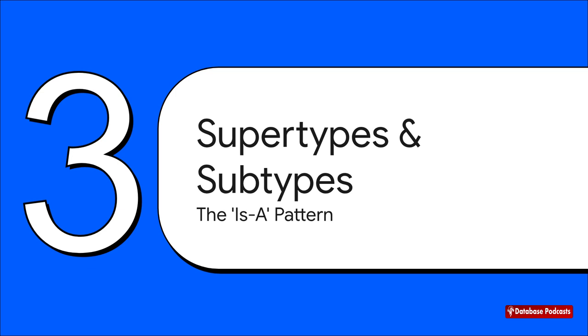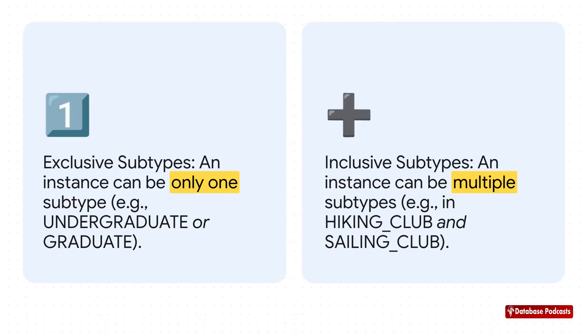We're not talking about a has-a relationship anymore, like an employee has a skill. We're talking about an is-a relationship. This is the world of generalization and specialization, and we model it with things called supertypes and subtypes. Now, when you're working with subtypes, the first thing you have to understand is that there are two main flavors.